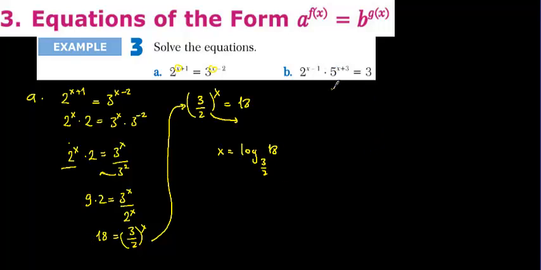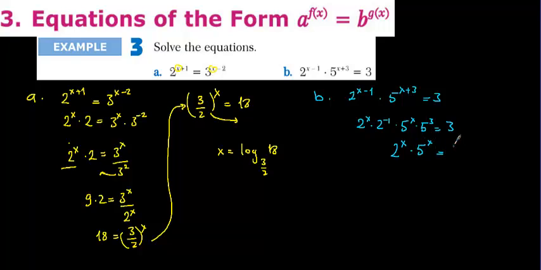Okay, what about this one? For the second one, b: 2 to the power of x minus 1 times 5 to the power of x plus 3 is equal to 3. 2 to the power of x times 2 to the power of minus 1 times 5 to the power of x times 5 to the power of 3 is equal to 3. It's going to be here 2 to the power of x times 5 to the power of x.